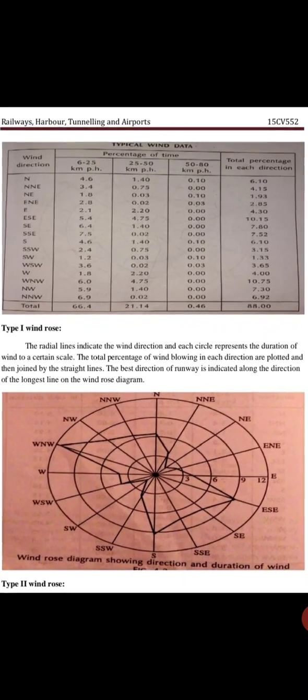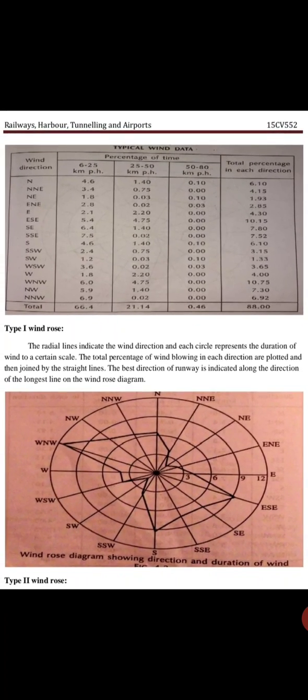So you can see here, this is the typical wind data, wind directions, 6 to 25 kilometers per hour, then 25 to 50 kilometers per hour, 50 to 80 kilometers per hour, and the total percentage in each direction. So there are a number of directions. So for the windrose, there are two types.